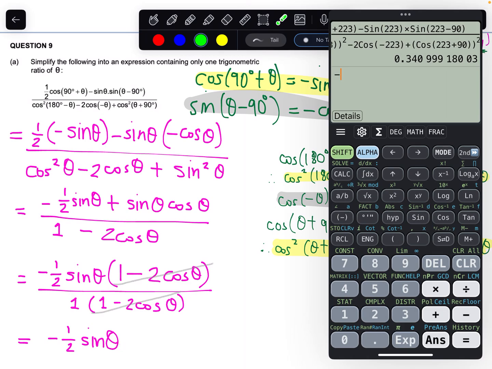So let's see, negative 0.5 times sine of 223 gives us the exact same answer. So we can have some confidence that we have absolutely smashed this question. Let's see if the memo agrees with our hype. And the memo agrees with our hype.